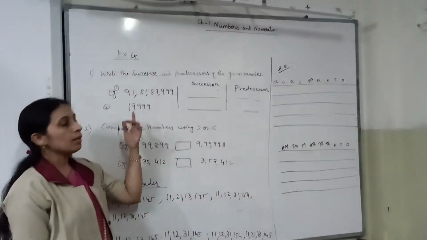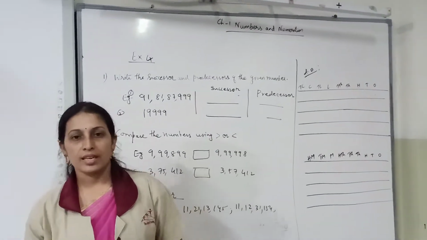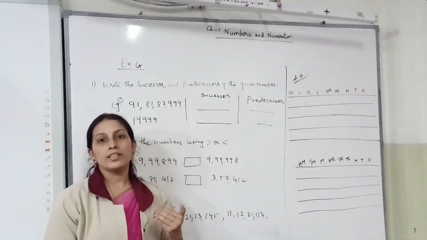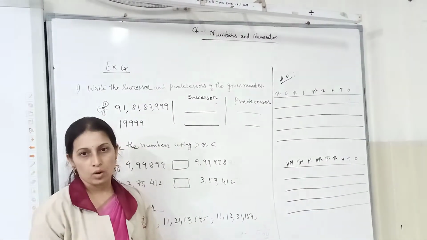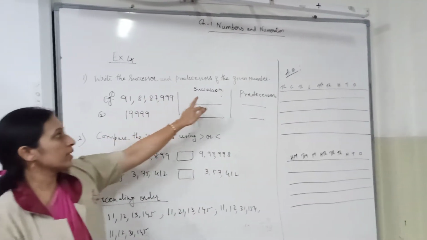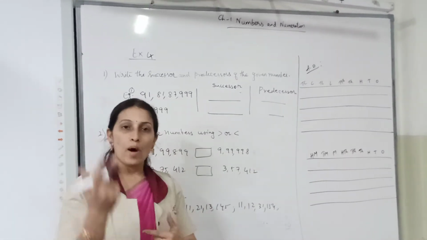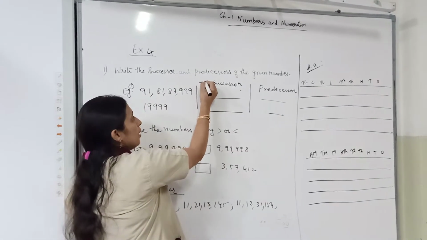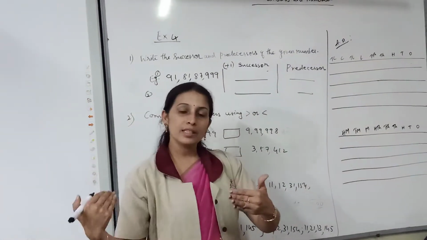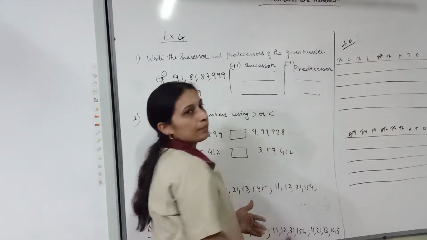Now, coming to successor and predecessor. Next, exercise 4 is about successor, predecessor, and how to arrange the numbers in ascending and descending order. Now, if a number is given, what is meant by successor and predecessor? Successor is nothing but adding 1 to that given number, number plus 1. What is meant by predecessor? Predecessor is the before number, just before number. So subtract 1 from the number.